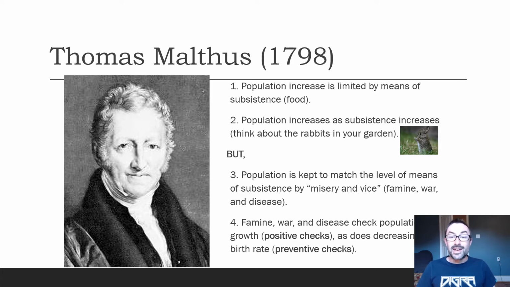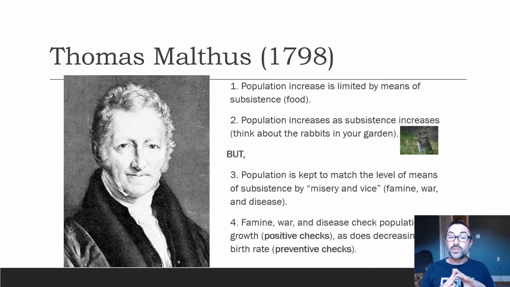Population increases as subsistence increases. So the more food that there is, the more the population can increase. You can think about the little bunny rabbits out in your garden or something like that, or the population of deer. Anything that's often considered a nuisance. It's a nuisance because they have food to eat, right? If you destroy their food supply, they tend to dwindle in numbers. So population increases alongside food supply.